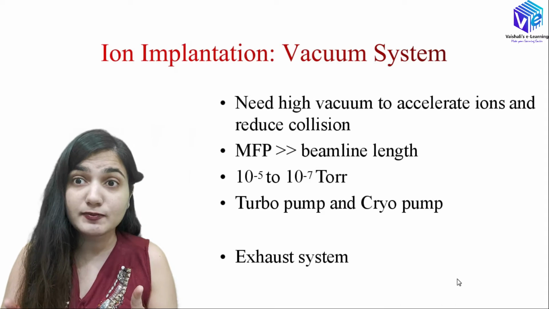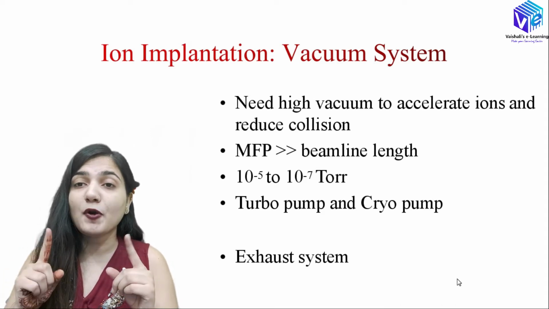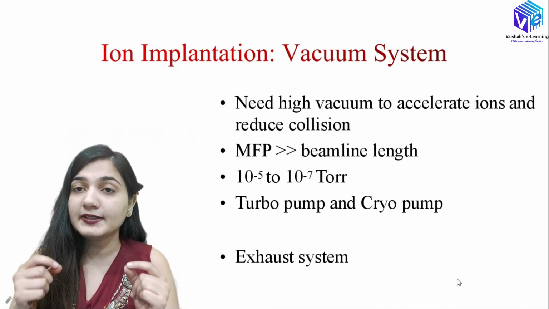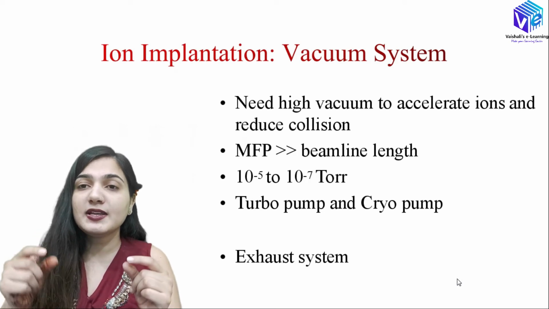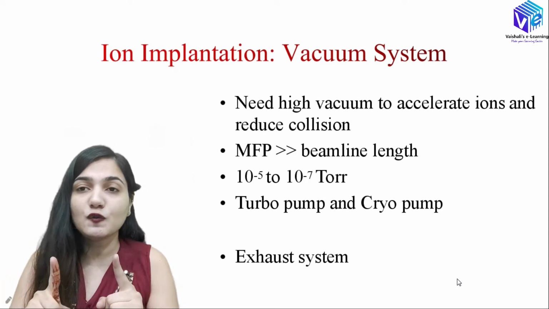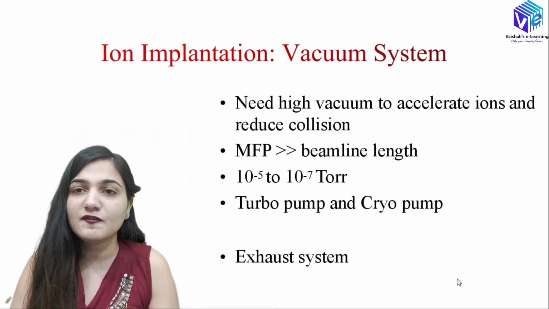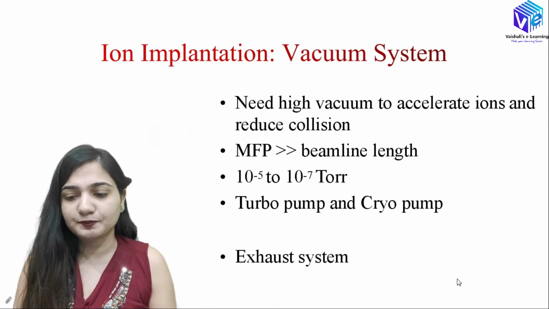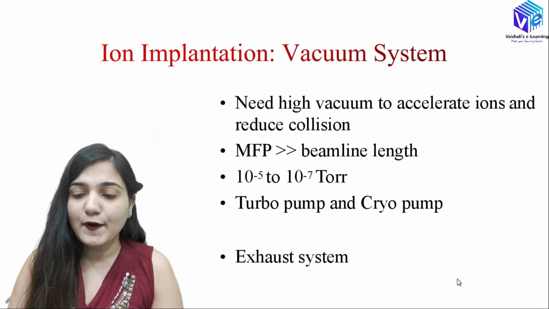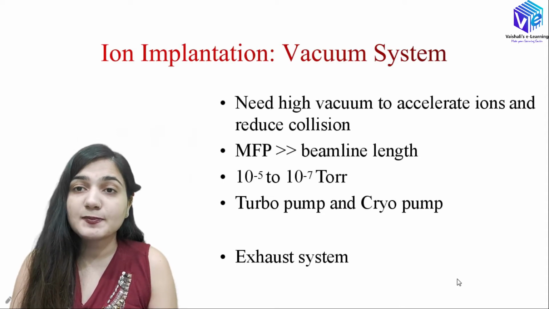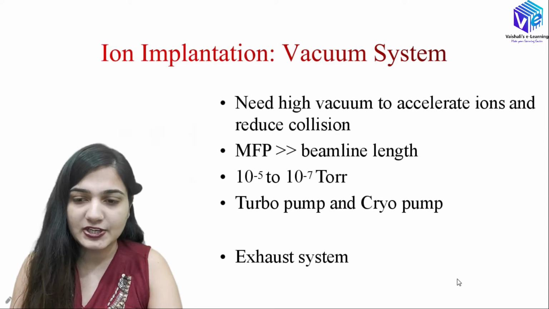I hope you remember what mean free path is. Mean free path means the possibility of two ions colliding with themselves. So if the mean free path is greater than the beamline length, it means that in the beamline the two particles or ions are not colliding, they are going straight. That is what we want. So I want a higher mean free path, and for that also I require vacuum. I require a lower pressure, around 10 raised to the power minus 5 to 10 raised to the power minus 7 torr. For that I will use two pumps, a turbo pump and a cryo pump. Both of them I will be using. And then we have a special exhaust system to exhaust the dangerous gases.